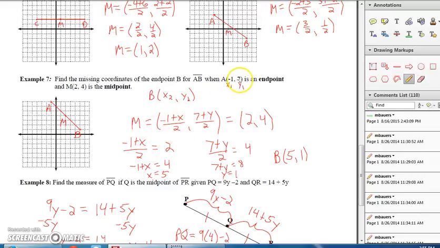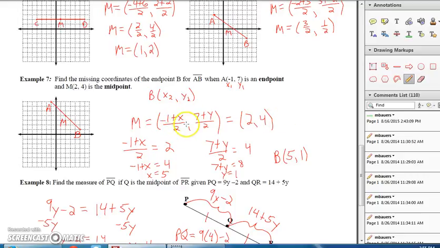Now I'm going to add the two y's and divide by 2. Well, this y is 7, this one I don't know, so I'm just going to call it y. So add the x's of the endpoint, divide by 2, add the y's of the endpoint, divide by 2, and that's going to equal the midpoint coordinates. Well, they told me the midpoint coordinates. It's 2, 4. So these coordinates here equal 2, 4.